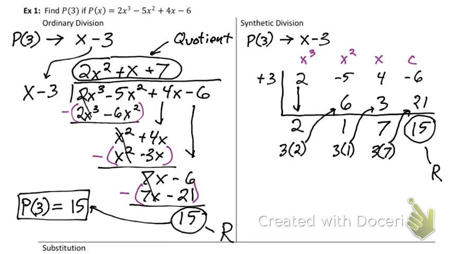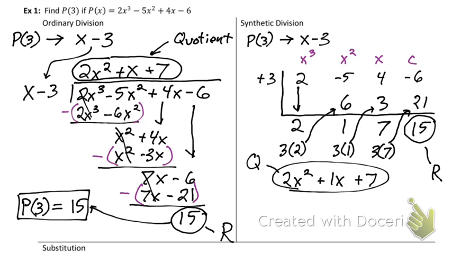This 2, 1, 7 is our quotient, but it's not written in quotient form yet. Notice this is my remainder. That makes my next one my constant, my x, and my x squared. So in fact, every one of these columns actually drops a power. So rather than this being 2x cubed, this is actually going to be 2x squared. So the quotient is going to be 2x squared plus 1x plus 7. That's my quotient. I'll put a big Q by it.